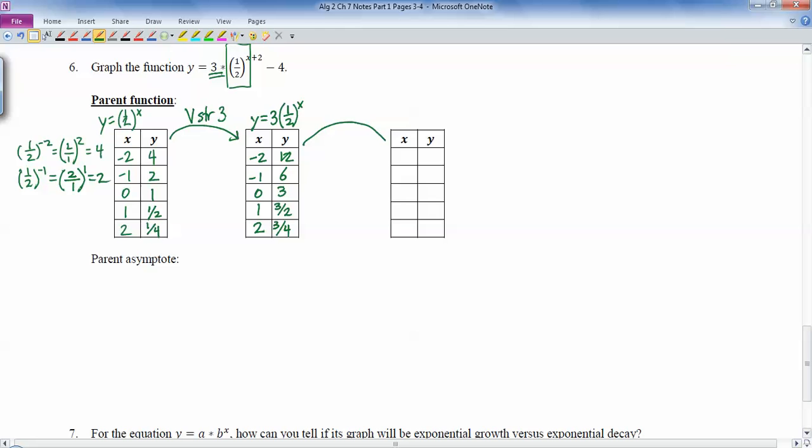And then I'm going to shift. So the plus 2 next to the x really means go left 2. And the minus 4 means go down 4. So I'm going to subtract 2 from my x's and subtract 4 from my y's. So if I take away 2 from the x's, I got -4, -2, oh, -3, sorry.